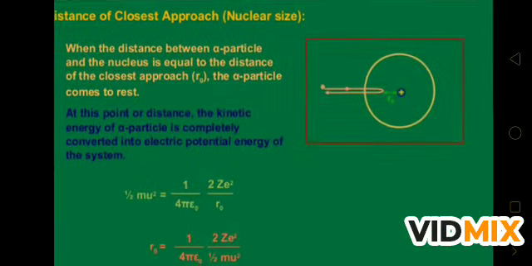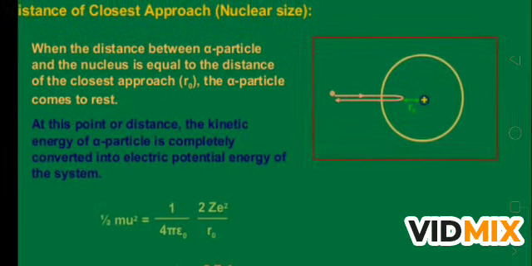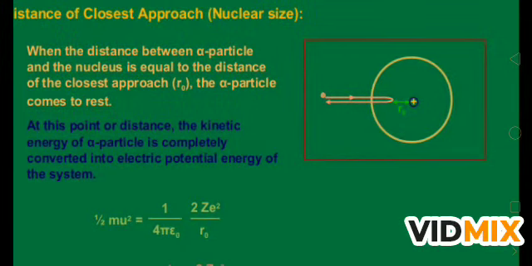Now, what is the distance of closest approach? It was also discussed. If you see in the diagram, when the distance between the alpha particle and the nucleus is equal to the distance of closest approach, which is denoted by r naught, the alpha particle comes to rest. At this distance, the kinetic energy of the alpha particle is completely converted into electric potential energy of the system. So by applying the energy conservation law, we are going to find the closest approach. So 1 upon 2 mv square is equal to 1 upon 4 pi epsilon naught times 2 Z e square upon r naught.